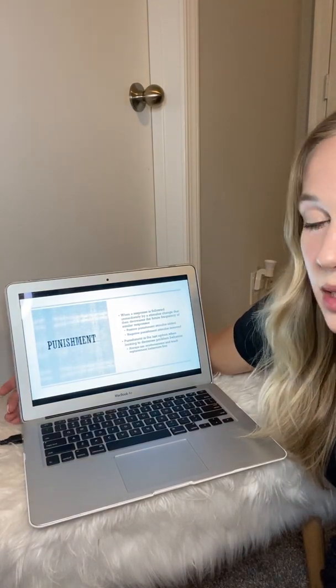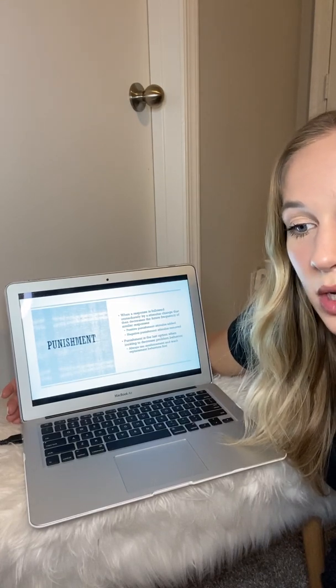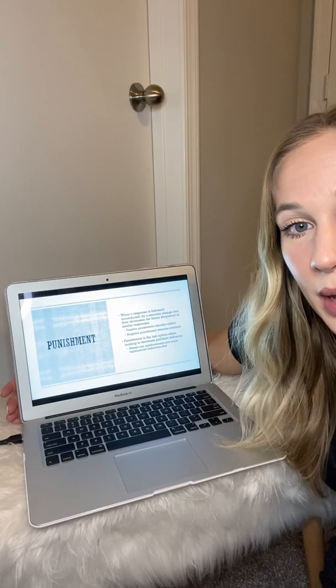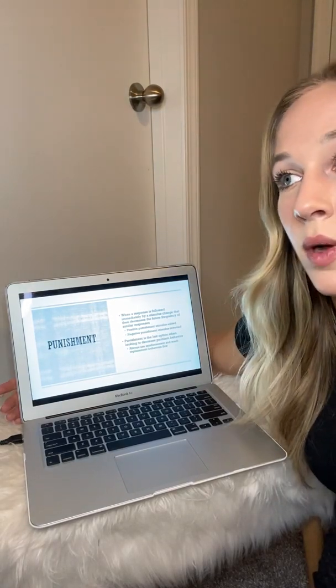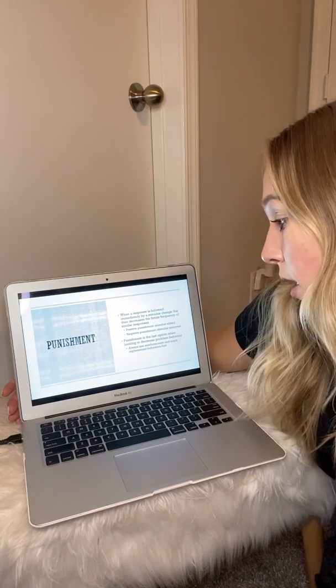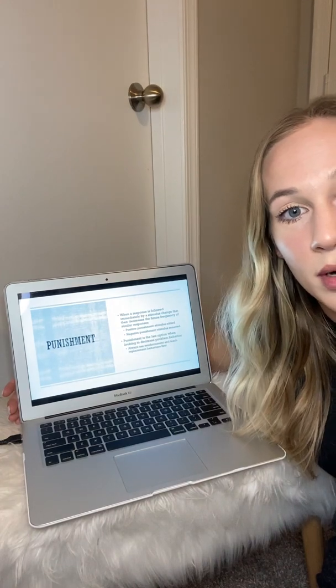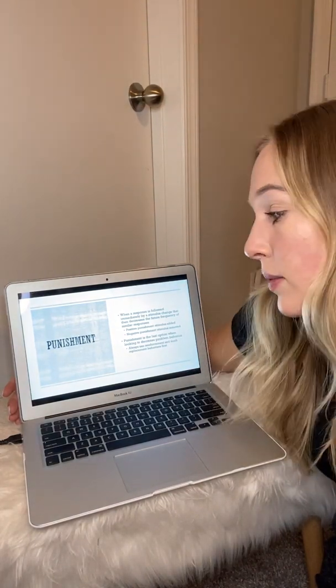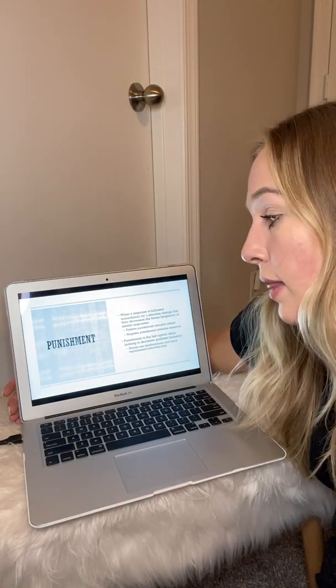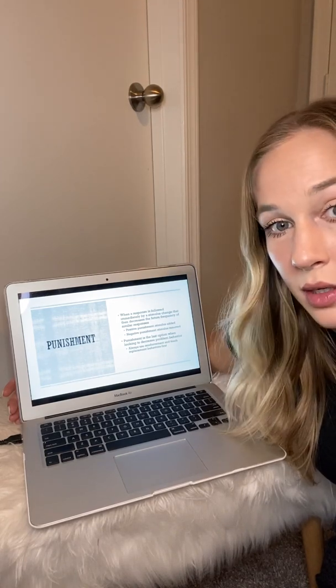Now, we always focus on using reinforcement over punishment. Punishment is always our last resort in applied behavior analysis. We want to rule out all the positive reinforcement techniques that we can use first before using punishment, because punishment is a little bit more intense than reinforcement. So we always start with reinforcement techniques first, and then punishment is a last resort if the problem behavior is not decreasing using reinforcement.